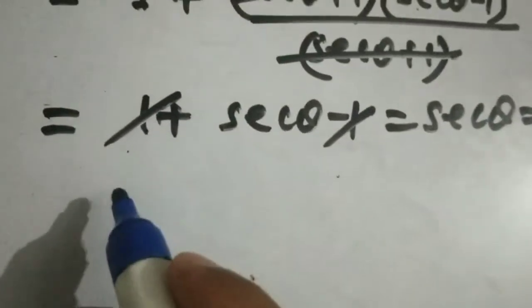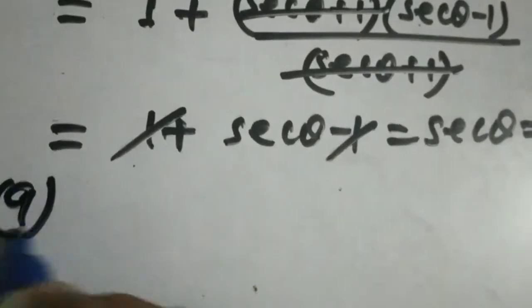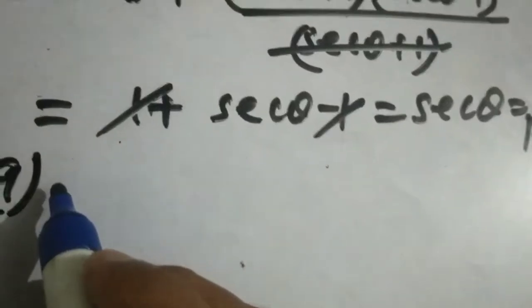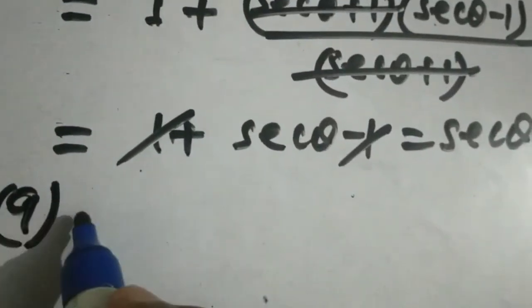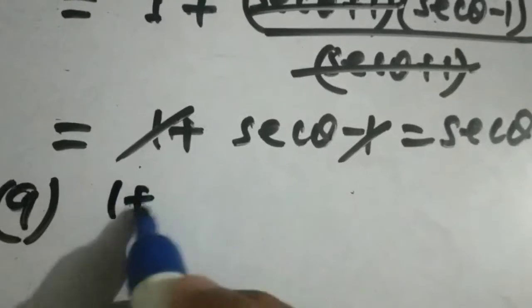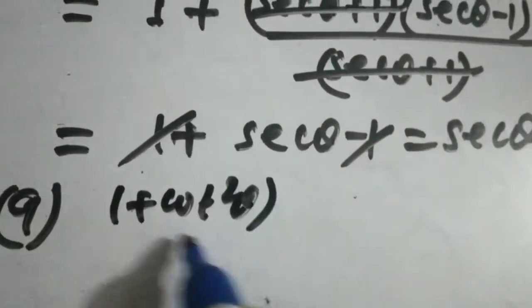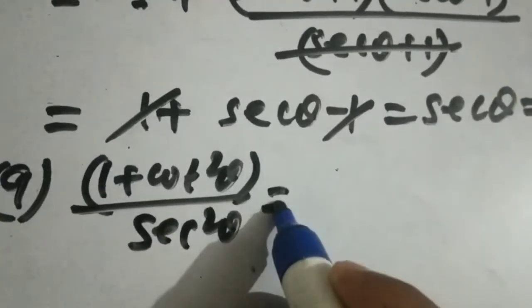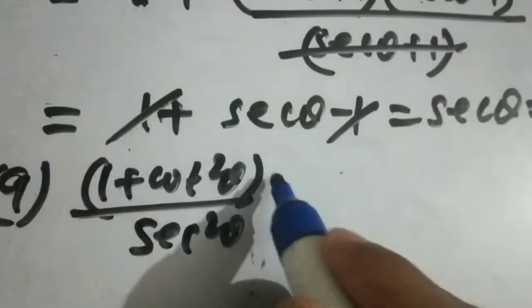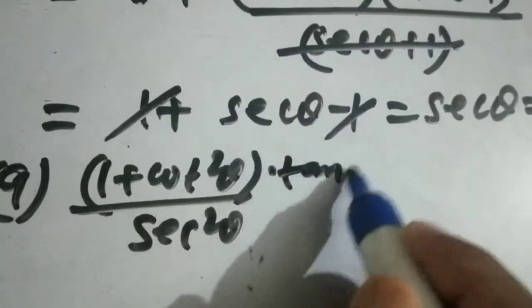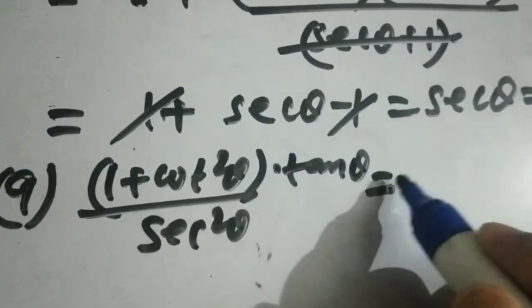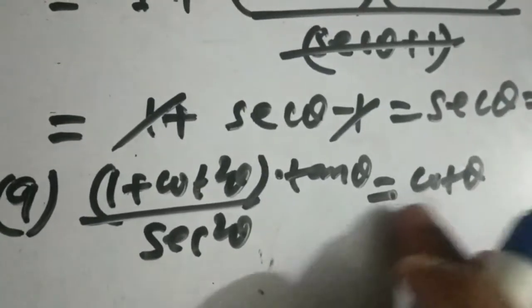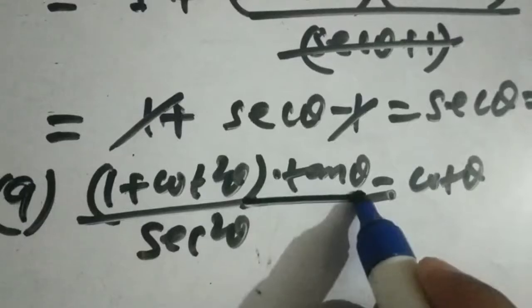Now let us see question number 9, which is another question we have taken. You can solve question number 9, which is based on it. So let us see it. We have to prove that (1 plus cot square theta) upon sec square theta into tan theta is equal to cot theta.